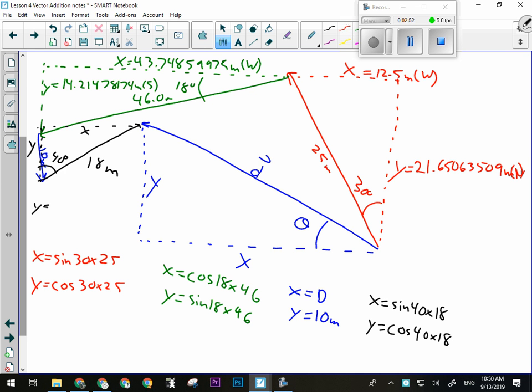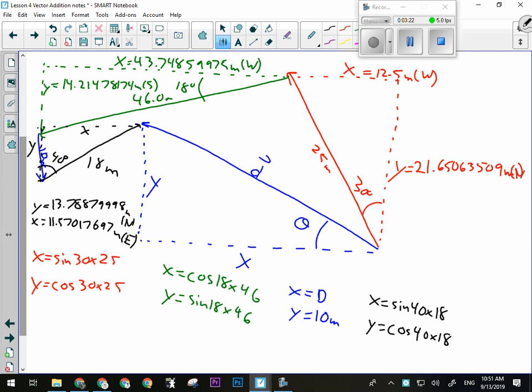Oh, sorry, cos of 40 times 18. That should be the longer side. I didn't draw it that way, but okay, 13.788799998 meters, and that's north. Then our black x there is the opposite side, so sine of 40 times 18 gives us 11.57017697 meters, and that's east.